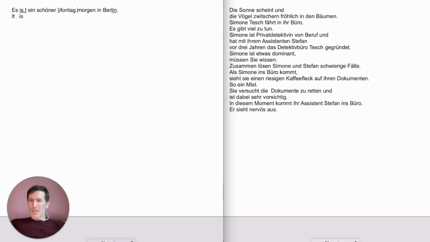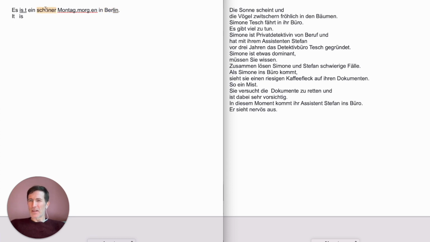Montagmorgen. You sometimes can take words apart, and Montag looks like mon, and Tag you might already have learned day, Monday. And what could it be? Monday, what? Morning. Yeah, so morgen basically looks like morning. We just made it more efficient by removing letters. So it is a very likely Monday morning, or it is Monday morning in Berlin. All you need to understand.